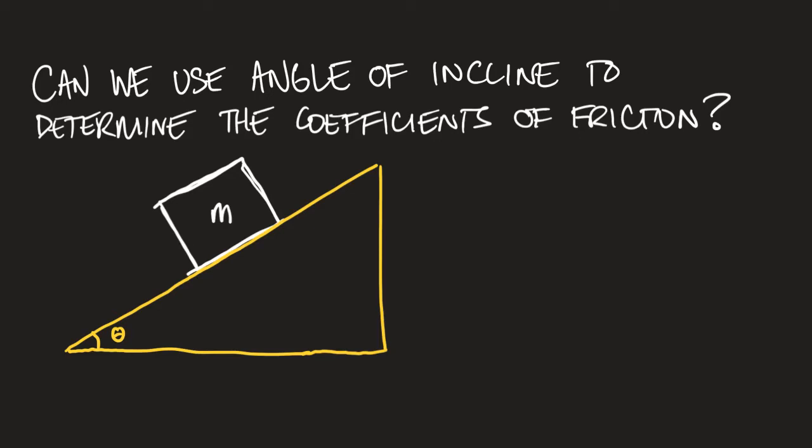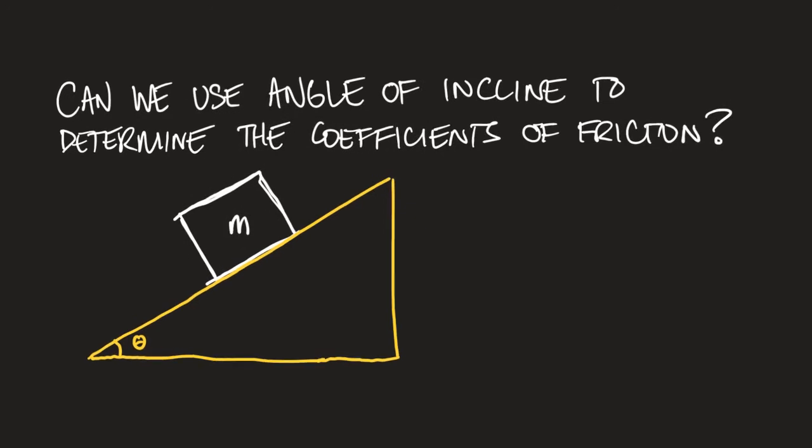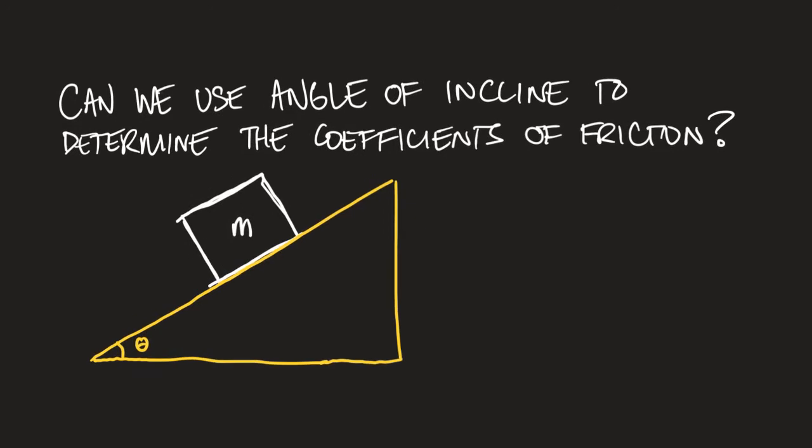There's actually an interesting relationship between the angle of incline and the coefficient of friction. And it's a good way to determine the coefficient of friction, or at least approximate it, if you don't know anything about the materials involved. So let's picture a box on a slope with angle theta.